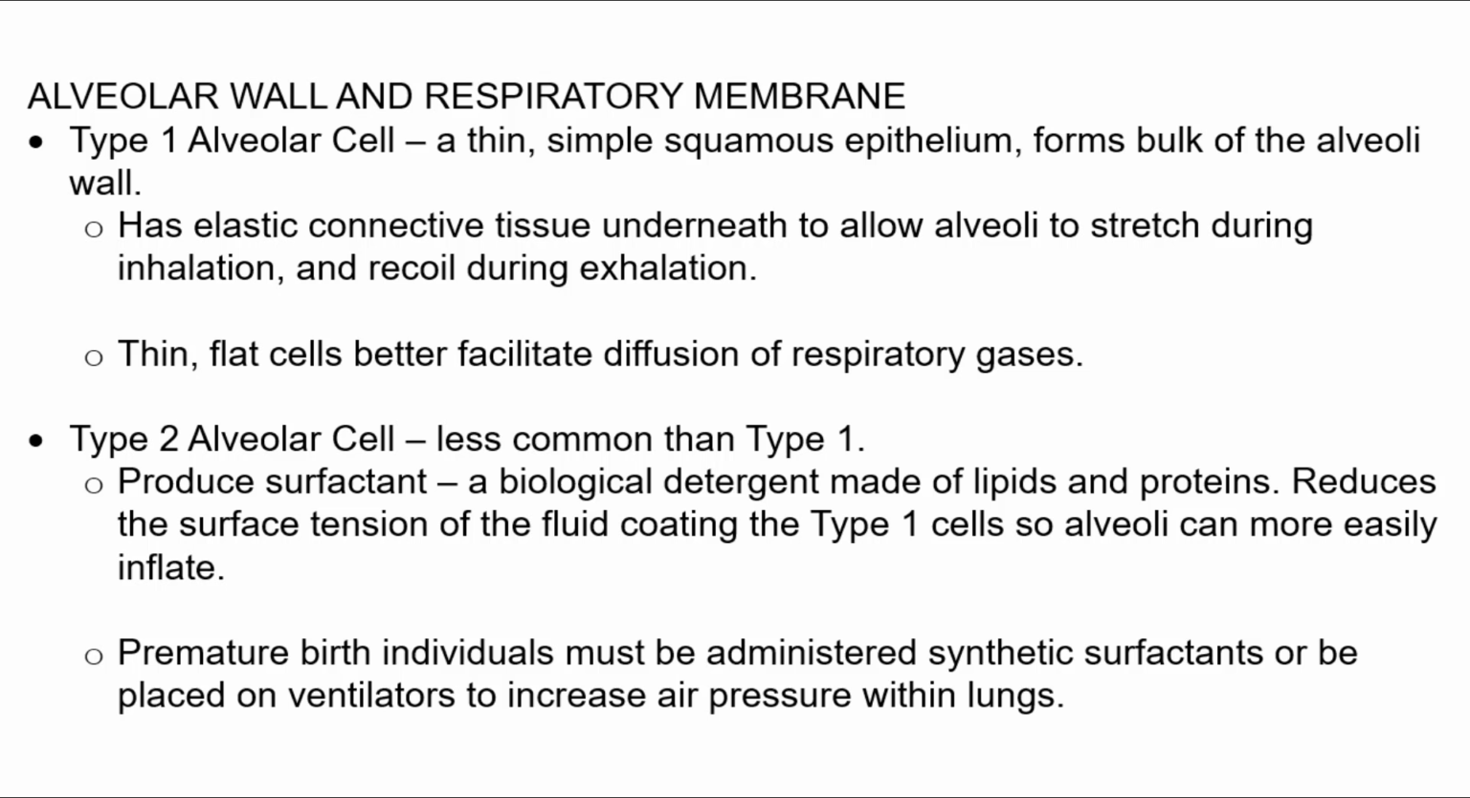The type 2 alveolar cells are much less numerous than the type 1 cells and do not form the structure of the alveoli walls. Instead, they serve a different function. They produce and secrete a substance called surfactant or pulmonary surfactant, which is essentially a biological detergent composed of lipids and proteins.